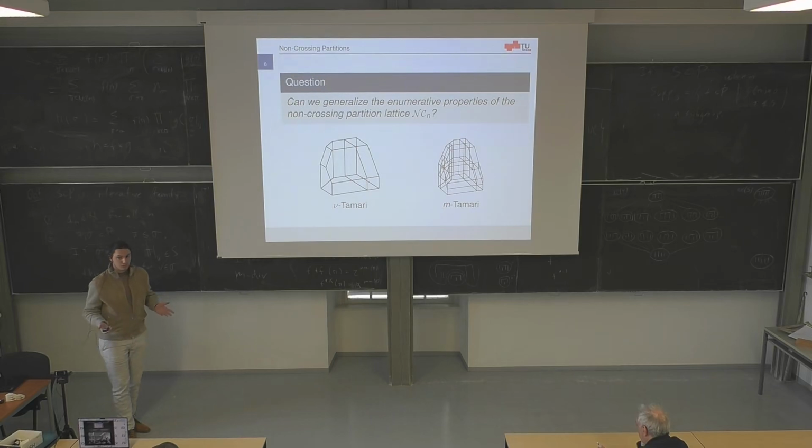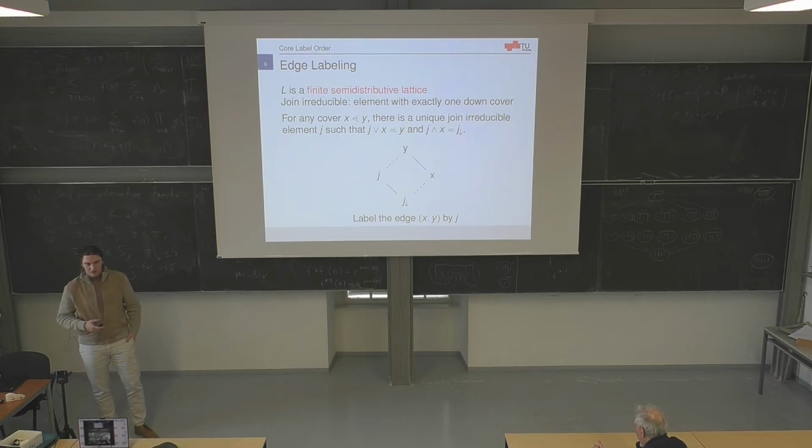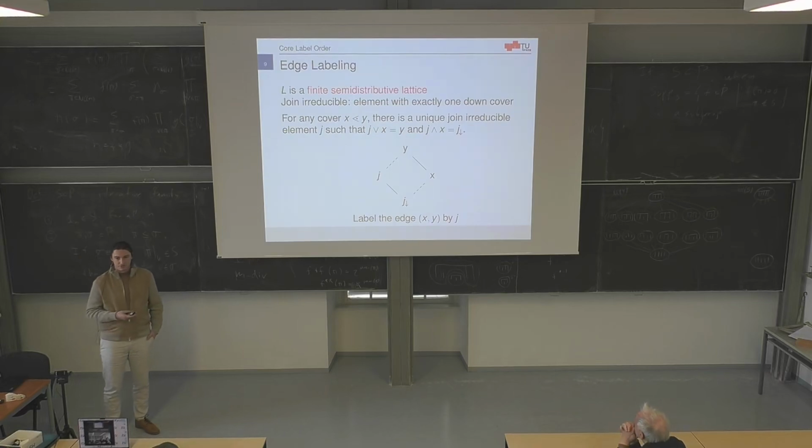This brings me to the goal of my presentation. Can we generalize these enumerative properties of the lattice of non-crossing partitions? For this, I'm going to talk about the core label order. And before introducing core label order, I will define an edge labeling. We have seen this from Emily yesterday, but I will review and go through it.